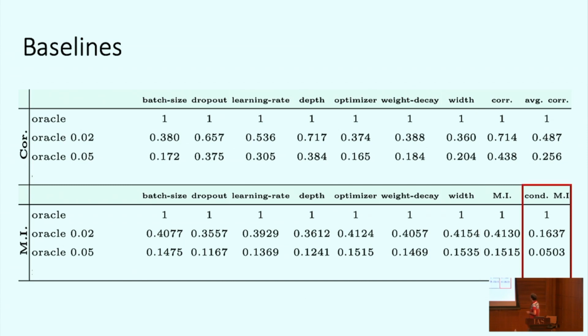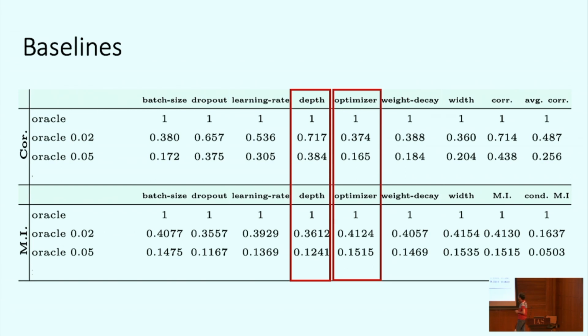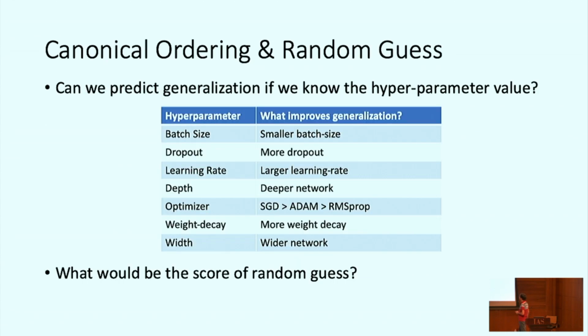Okay, so one thing to see here is that if you fix all other hyperparameters except depth, you're going to get higher correlation numbers compared to fixing the optimizer. This says predicting generalization if you only change the optimizer is harder than predicting generalization when you change depth. So some of these controlled experiments are in general harder to predict than others.